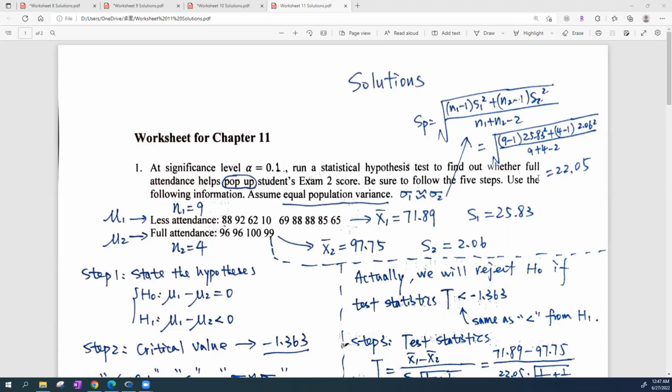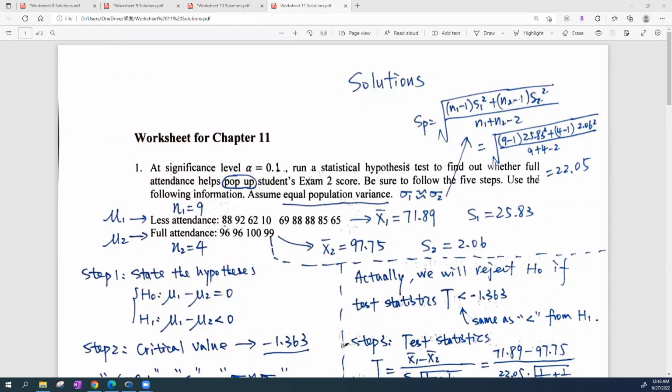Question number 1. At significance level alpha equals 0.1, we want to run a statistical hypothesis test to find out whether full attendance helps pop up students' exam 2 score. Be sure to follow the 5 steps, and we use the following information. Assume equal population variance.